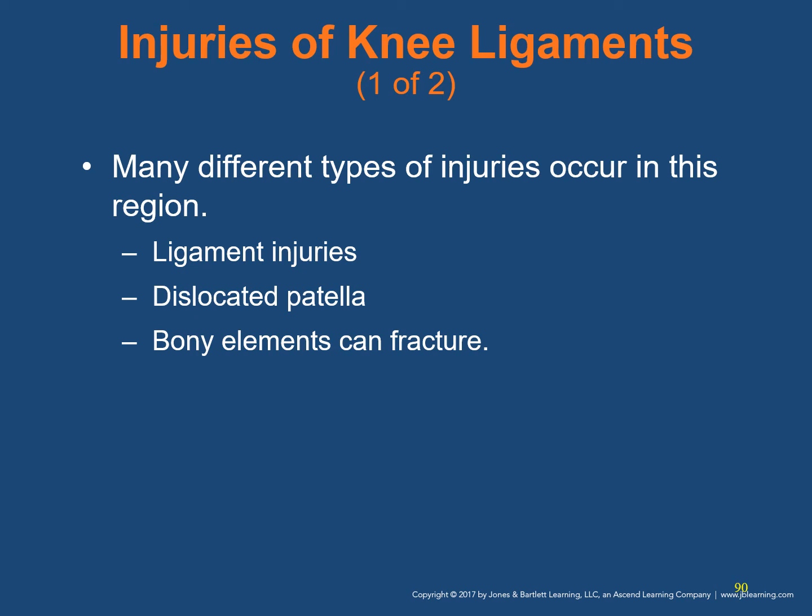Injuries to the knee ligaments. The knee is very vulnerable to injury. Therefore, many different types of injuries occur in this region. Ligament injuries range from mild sprains to complete dislocations of the joint. The patella can also dislocate. All the bony elements of the knee can fracture.